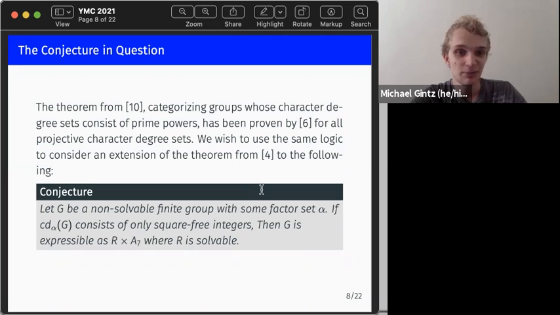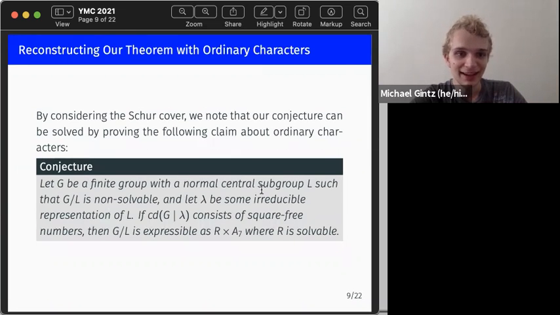Let G be a non-solvable finite group with some factor set alpha. If all of the elements of CD_alpha(G) are square free, then G is some solvable group times the alternating group A7. Again, using Schur covers, we can actually translate this into a theorem which will prove our conjecture and only looks at ordinary characters. And that's as follows.